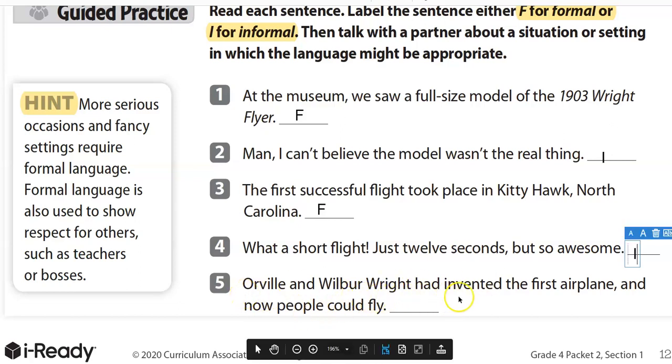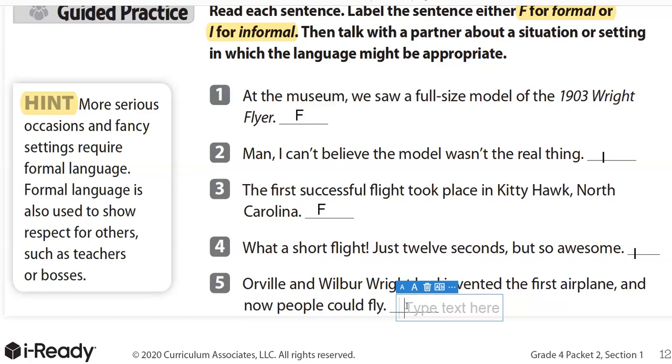Orville and Wilbur Wright had invented the first airplane, and now people could fly. Is this a sentence I would say to my teacher or my friend? Is it a complete sentence? Yes. Does it have any misspelled words? No. Does it have any slang expressions? No. Does it have a lot of contractions? No. So what are we thinking? If you thought formal, you are correct. This is a formal sentence.